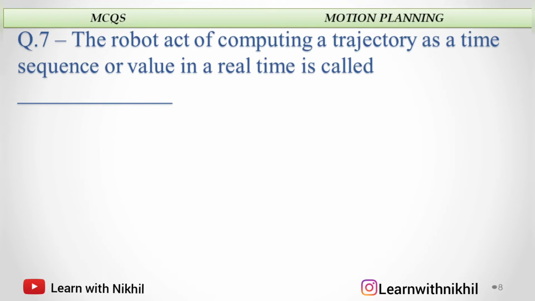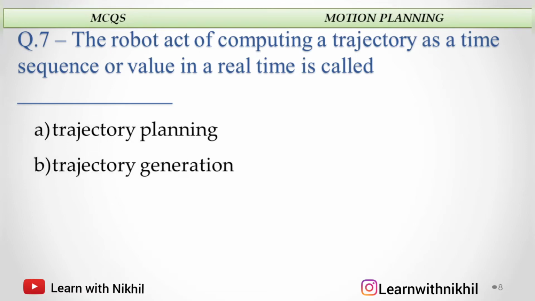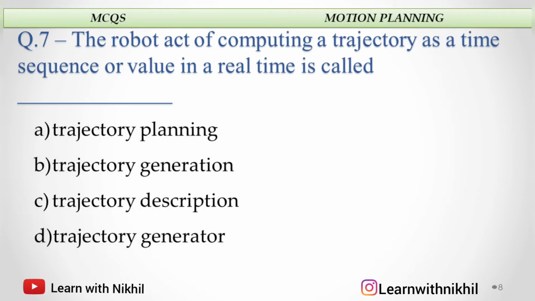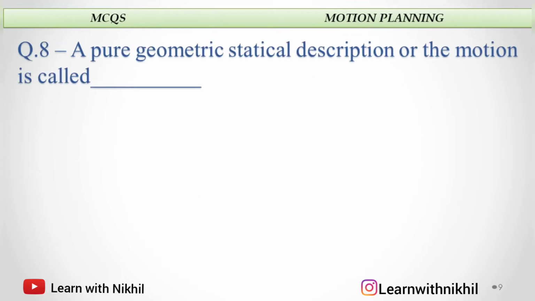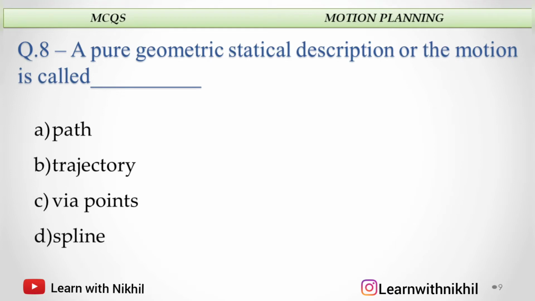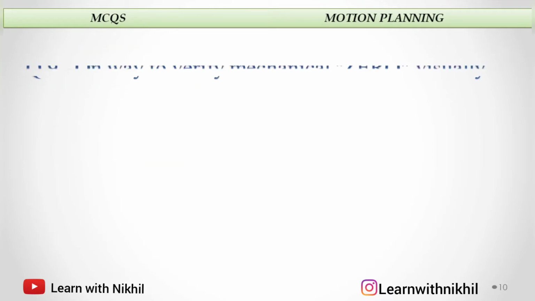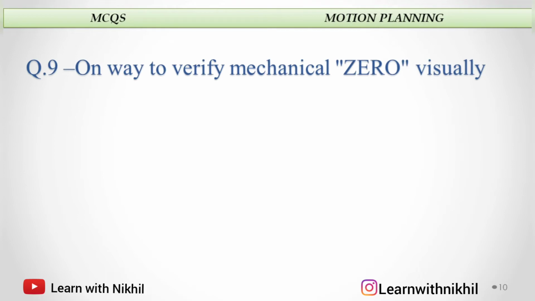Next, the robot act of computing a trajectory as a time sequence or value in a real time is called trajectory planning, generation, description or generator, and the answer is trajectory generation. Next, a pure geometric statistical description of the motion is called path, trajectory, via points or spline, and the answer is trajectory.